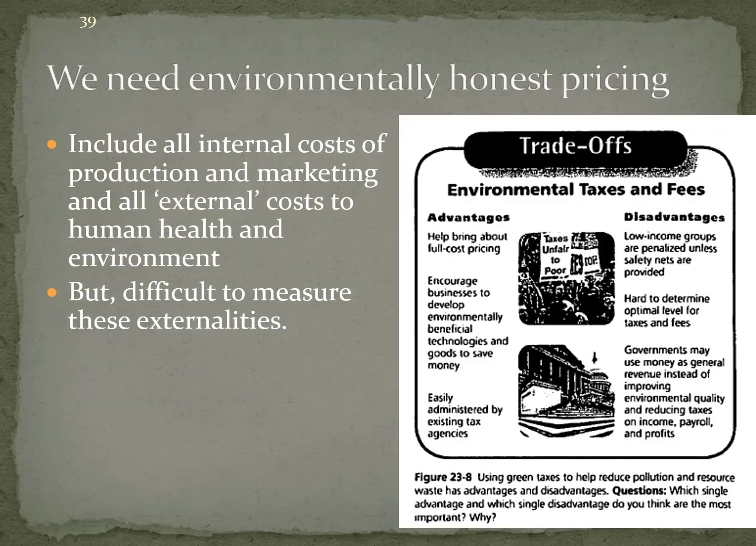And so one of the main points is we need environmentally honest pricing. We need to include all the internal costs of production and marketing, of making the stuff, and also all the external costs to human health and the environment through pollution or whatever else. These externalities need to start being priced in if consumers are to actually make rational choices. But it's difficult to measure these externalities. How do you measure what a ton of CO2 should cost someone to emit? Right? How do you put a price tag on that? So it's tricky. On the slide, the trade-offs and advantages of environmental taxes and fees.